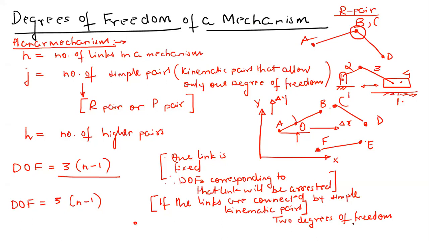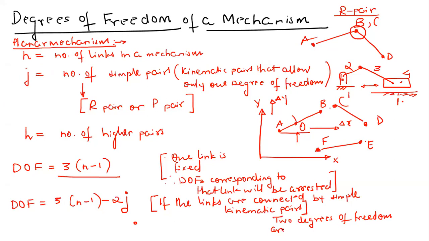Minus 2J, yeah, correct. So see, one kinematic pair is arresting 2 degrees of freedom. So how many kinematic pairs are there? J number of kinematic pairs we have assumed, right? So one kinematic pair is going to arrest 2 degrees of freedom. So J kinematic pairs are going to arrest 2J degrees of freedom. So now the degree of freedom of the mechanism will be 3n minus 1 minus 2J, right?